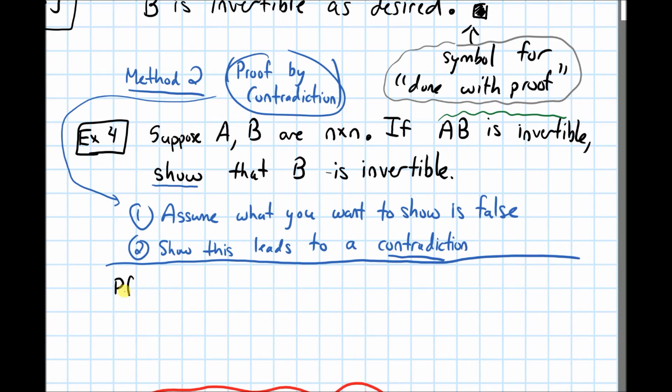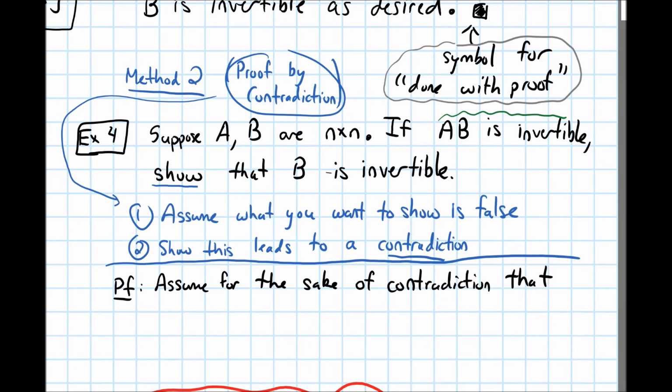Okay, so proof. If I'm doing a proof by contradiction, I normally like to begin with a sentence like, assume for the sake of contradiction that... so what is the opposite of what I want to show? I want to show that B is invertible. Well, let's assume that B is not invertible.